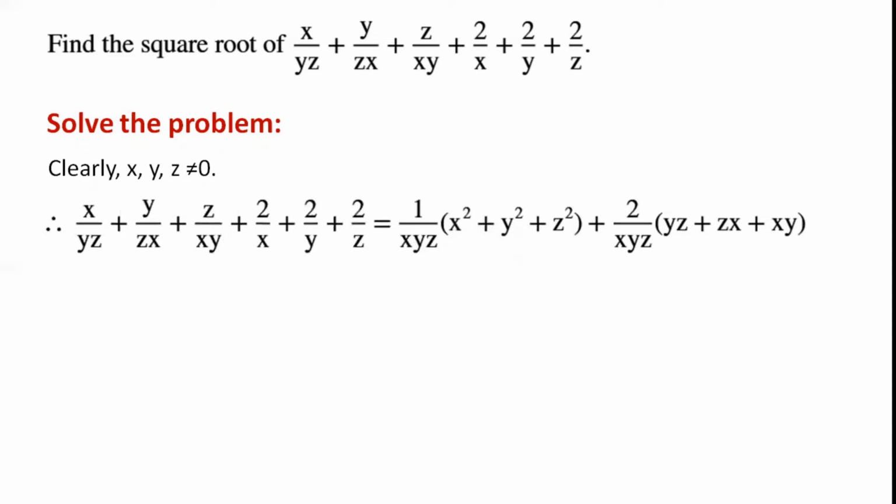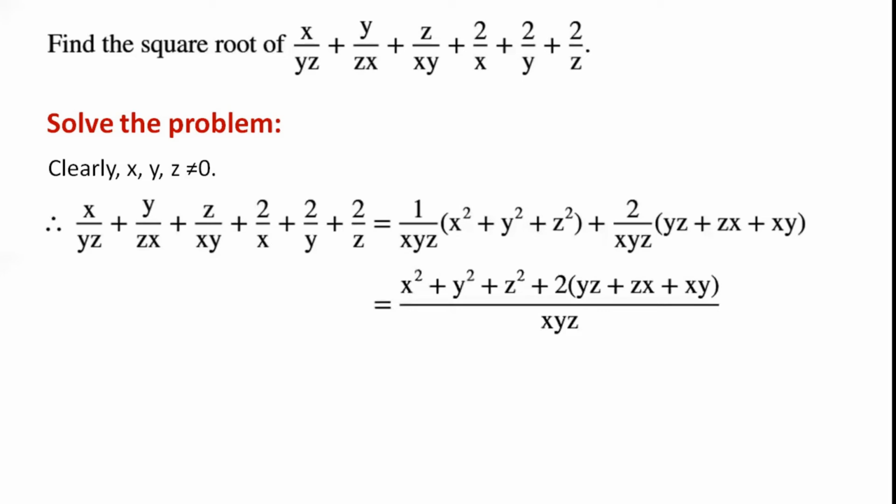Similarly, the denominators of the last three terms also have a common multiple, xyz, so they can be written as 2 over xyz times yz plus zx plus xy. These two terms have the same denominators. We can add the numerators, so we can write x squared plus y squared plus z squared plus 2 times yz plus zx plus xy, over xyz.